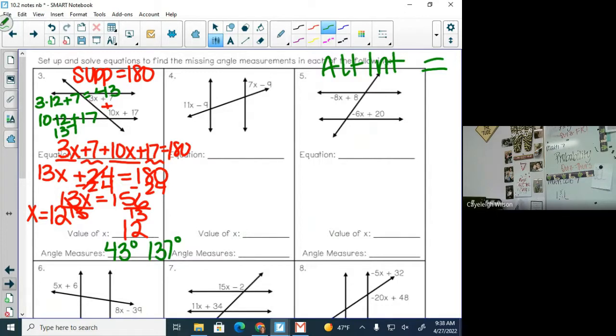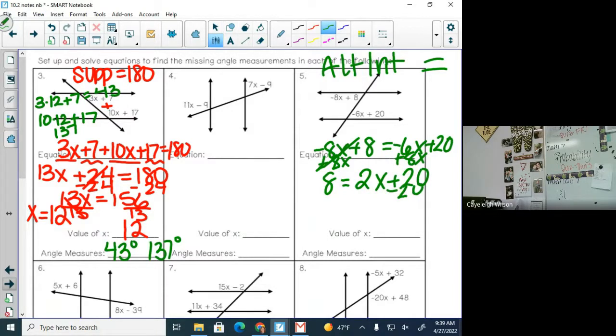All right. Okay, so they're equal. So negative 8x plus 8 is equal to negative 6x plus 20. Then I look: no parentheses, no like terms. So let's move all my variables to the same side. I'll move the smaller one, so I'll move the negative 8x by adding 8x. So negative 8x plus 8x is 0, so that's 8 equals negative 6x plus 8x, that's 2x plus 20.